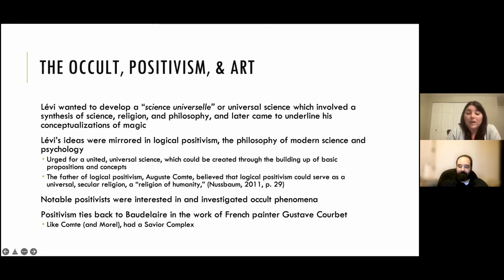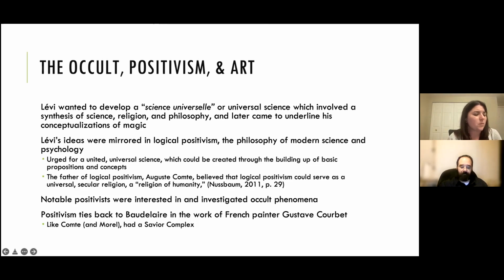And we also see positivism tied back to Baudelaire in the work of French painter Gustave Courbet. Baudelaire critiqued Courbet's work, and Courbet painted Baudelaire's portrait on a couple of occasions. And the two were friends. They corresponded with one another and spent quite a bit of time together.